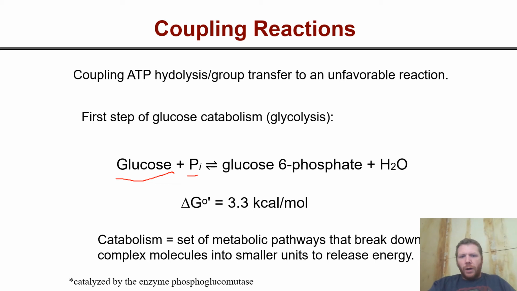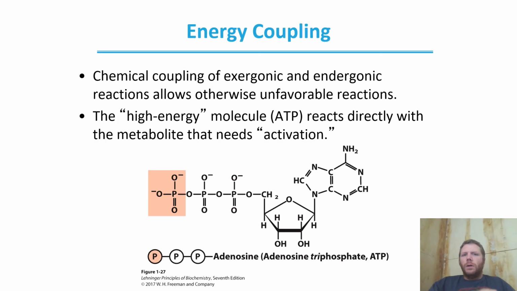Now the delta G naught prime for that is 3.3 kilocalories per mole. Catabolism, I've already kind of implied this, is a set of metabolic pathways that break down complex molecules into smaller units to release energy. Now, energy coupling is taking an exergonic and an endergonic reaction, combining them with one another to make the combination favorable. So we have ATP, which is a high energy molecule, which reacts directly with a molecule that is lower energy, or a molecule that needs activation.